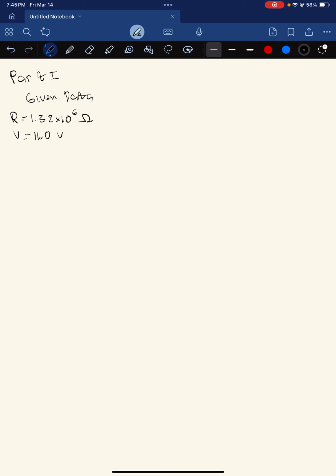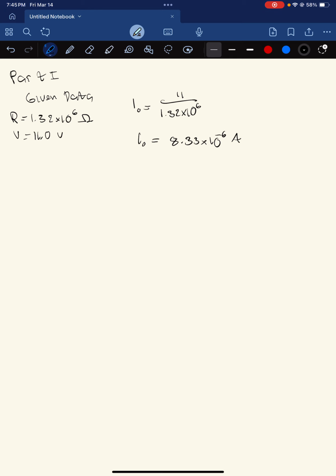All right. We're just gonna divide the voltage by the resistance on this one. 1.32, 10 times 6. Let's get that to the calculator. And I got 8.33 times -6. Amazing.